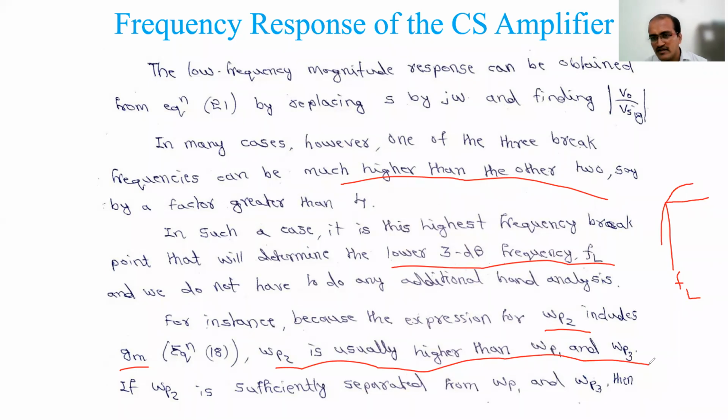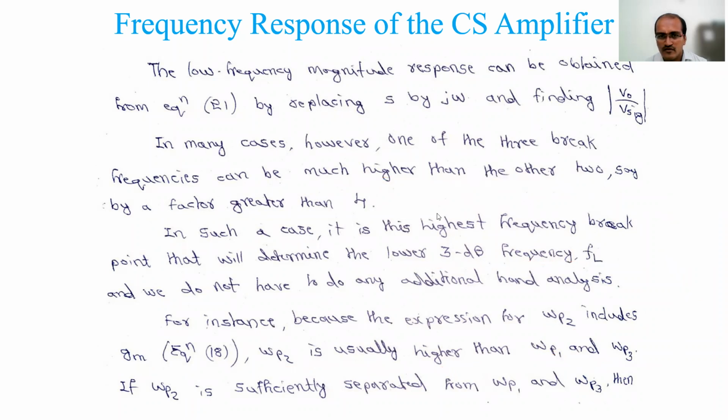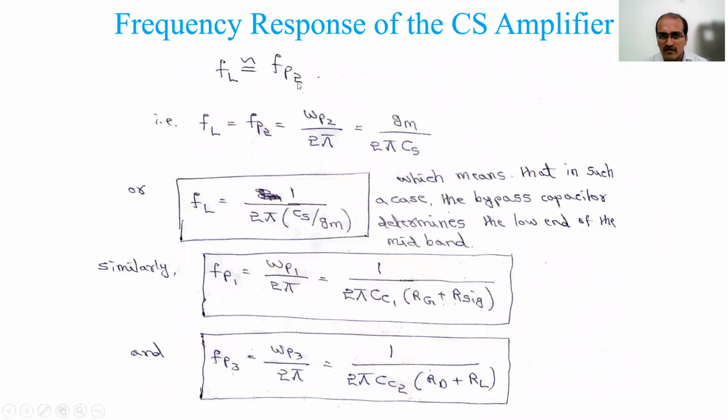WP1 and WP3 belong to the coupling capacitors. So the coupling capacitor part will have a lower frequency compared to this one. That's why this is the major factor here. So if WP2 is sufficiently separated from these two, then we get the frequency response. That I am trying to show you. These are some of the explanations for how we got this.